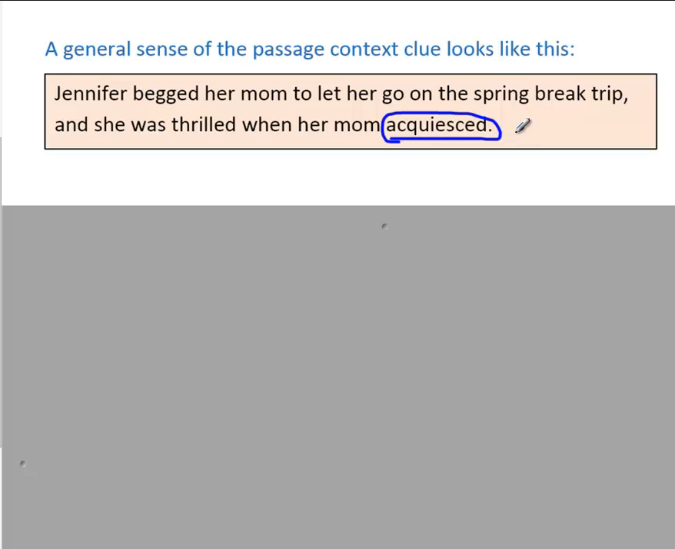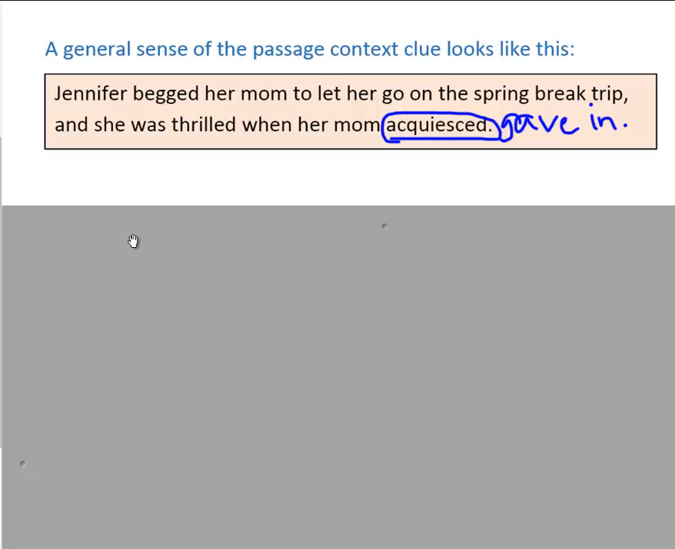So if I substitute the words gave in down here and it makes sense, then I will know that I am on the right track to figuring out what this word means. So Jennifer begged her mom to let her go on the spring break trip, and she was thrilled when her mom gave in. She was thrilled when her mom gave her consent. Yep. Now we know what the word acquiesce means.